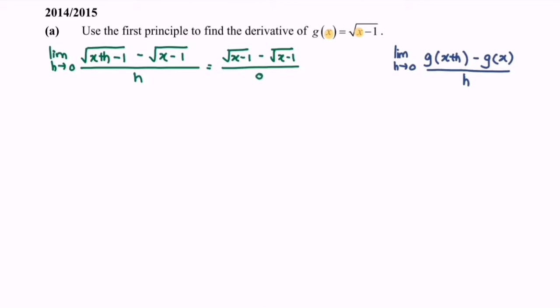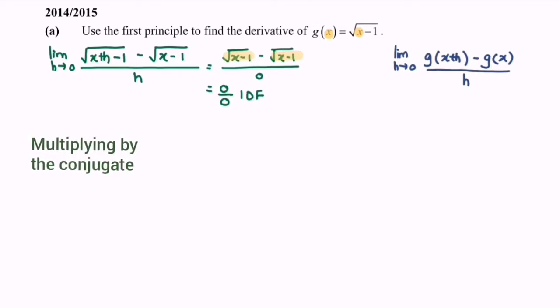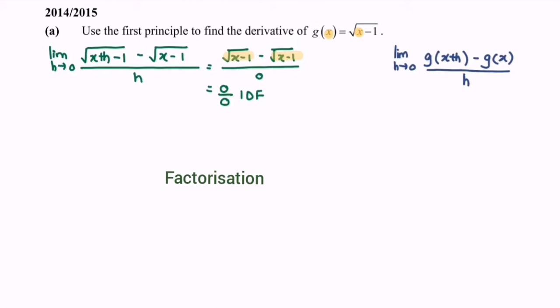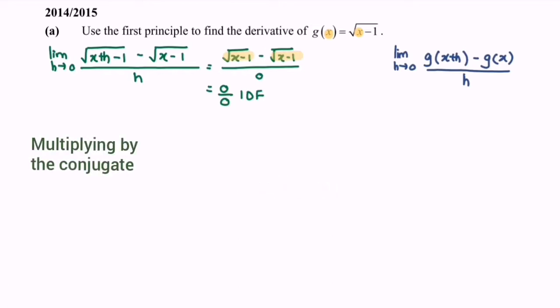So as we all know, square root of x minus 1 minus square root of x minus 1 will obtain 0. So the situation will be what we call the indeterminate form. So there are three strategies that we can use to solve this kind of situation. Number 1, multiply by the conjugate. Number 2, factorize the situation. Number 3, long division. So for this question, my suggestion would be multiply with the conjugate.